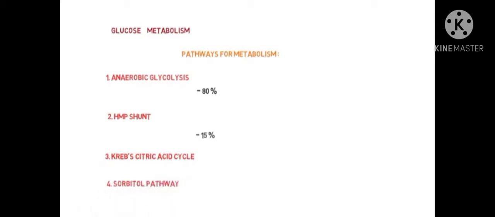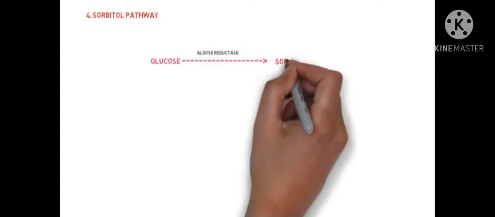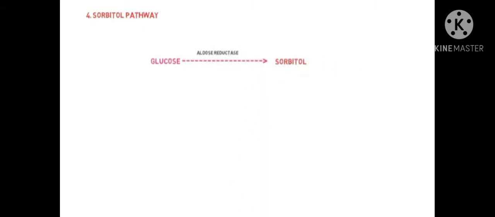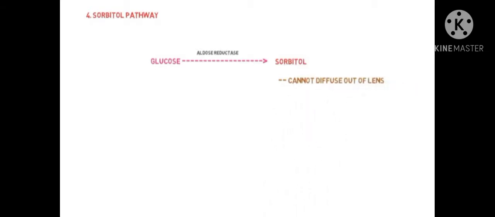In the sorbitol pathway, glucose is metabolized by aldose reductase to sorbitol. The major problem with the sorbitol pathway is that sorbitol cannot diffuse out of the lens, and because of that there is gradually increasing osmotic pressure.